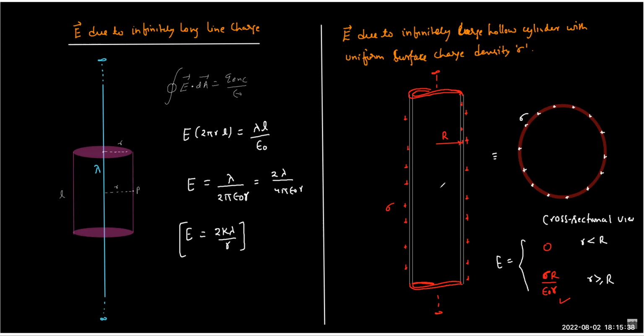So if you want to find the electric field at any point r outside, you must draw a Gaussian surface of radius r, correct? And the Gaussian surface can have any height, it doesn't matter. What really matters is that the radius of the cylindrical surface must be r.